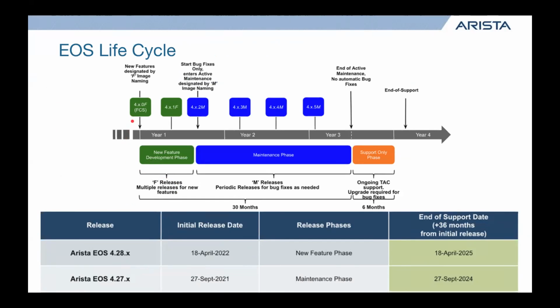These are where we're adding as many features as we can safely in the first couple versions of code for that train. Once we've added all the features we want to add to that train, we move it to a maintenance phase. We're not adding any new features at this point. We're simply releasing software that includes bug fixes. That'll go on for 30 months total, or 2.5 years, after which we go into the support only phase.